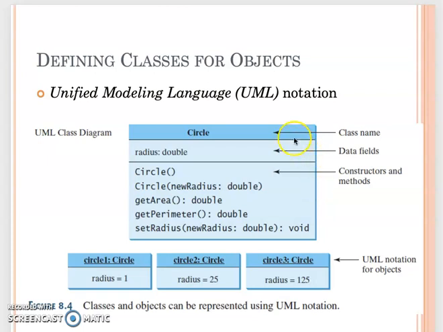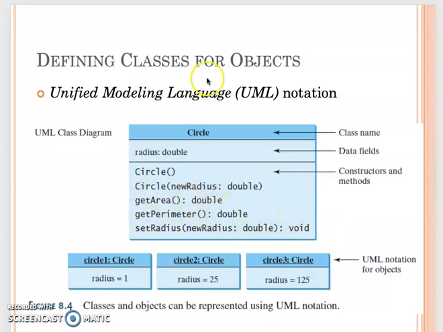So after we define the UML diagram, we can start to implement our class in a program. You see here we have the class name, the data field including the variable name and the data type. Then you have the constructor function and also different methods including the variable name and the data type. Also don't forget, sometimes your method may have a return type. So then you have the return type.